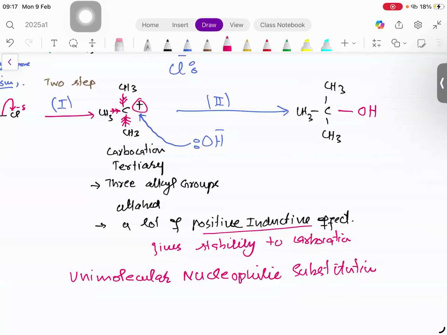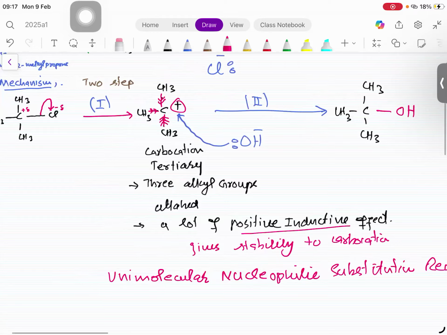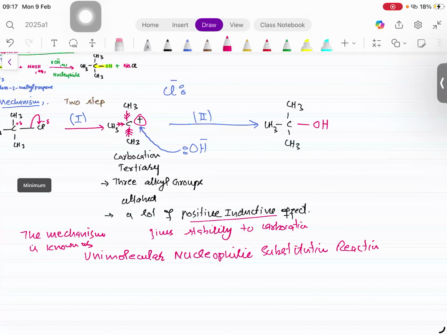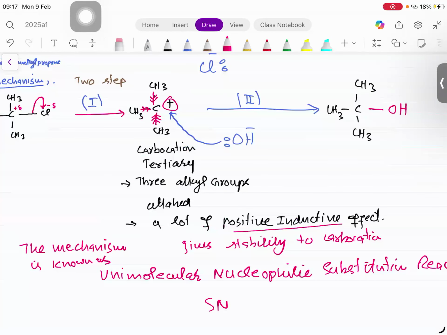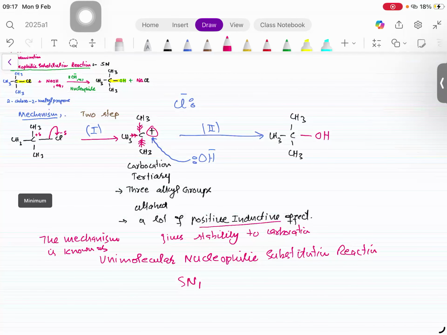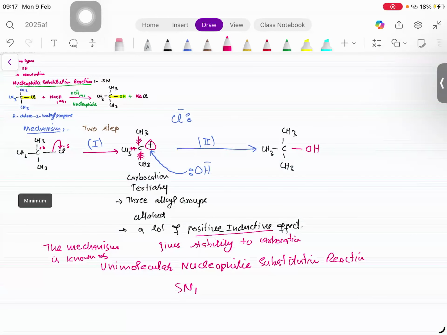Unimolecular nucleophilic substitution reaction. Now, overall, the mechanism is named not just nucleophilic substitution, precisely unimolecular nucleophilic substitution, SN1. Okay? It only happens when a haloalkane is tertiary.